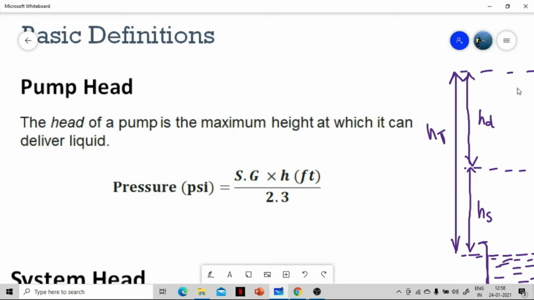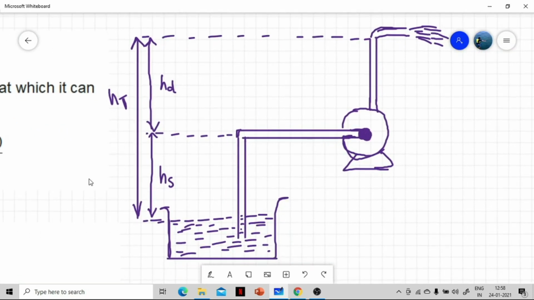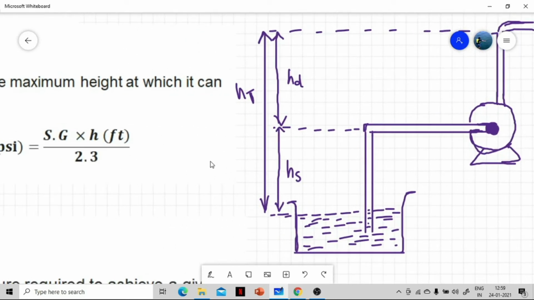So the total head, if you look at this diagram: the distance from the fluid level in the reservoir up to the center line of the pump is called suction head, and the distance between the center line of the pump up to the discharge level is called discharge head, and the sum of suction head and discharge head is called total head. So this is a simple and very basic definition.